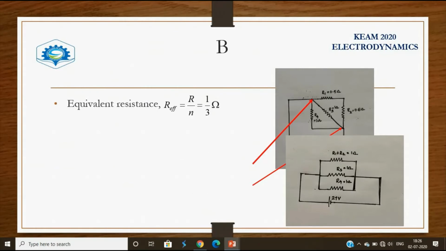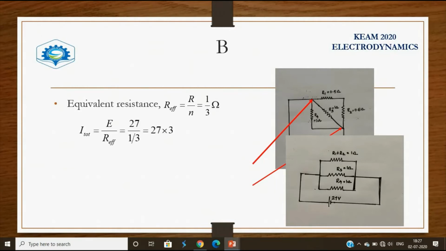So the equivalent resistance: we have 3 same value resistors, right? In this circuit we have 3 same value resistances. So the value of the resistance divided by the number of resistors, since it is parallel, is equal to R by N, which is equal to 1 by 3 ohm. So that is the equivalent resistance or the effective resistance of the circuit.